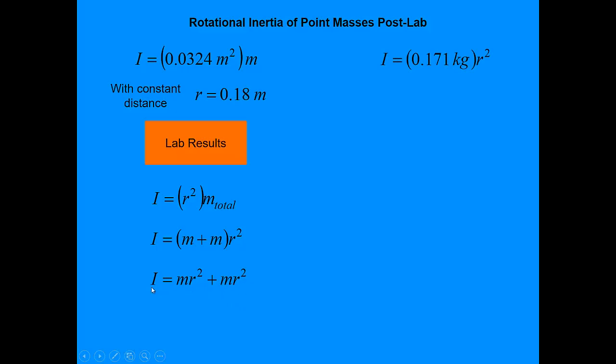Okay, so that appears to be the rotational inertia. We take the mr squared of one mass and we add it to the mr squared of the other point mass and we get the rotational inertia. What about the second half of the lab?